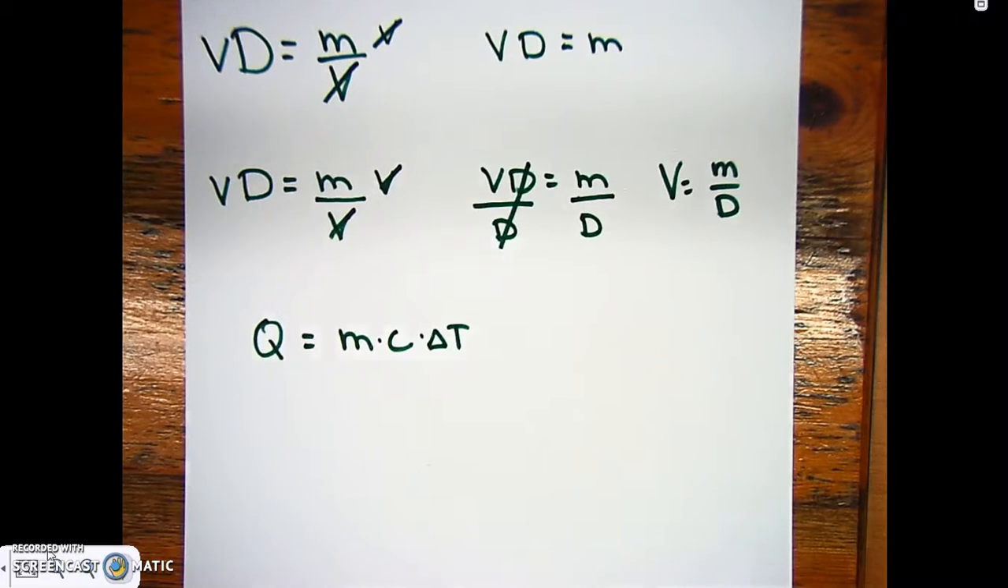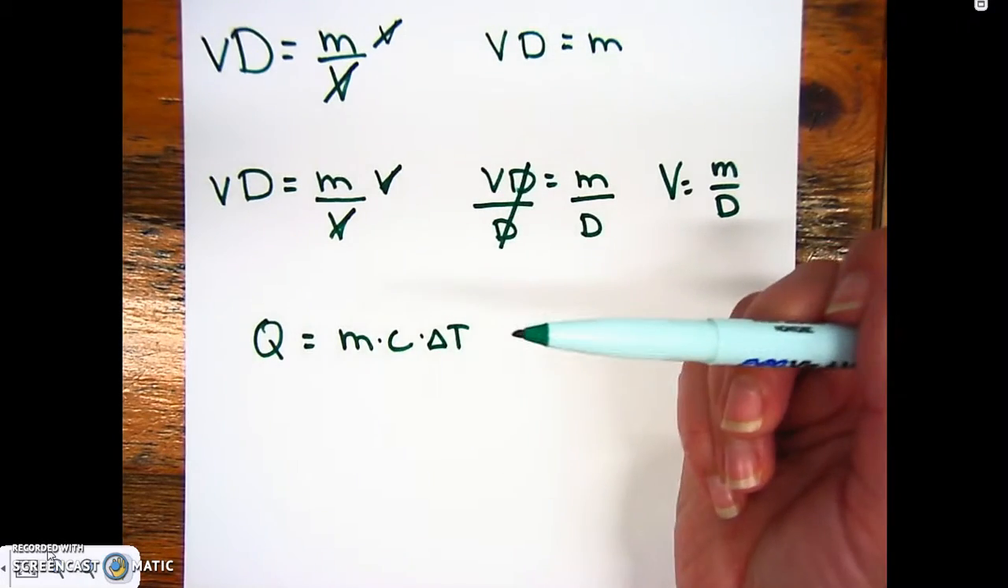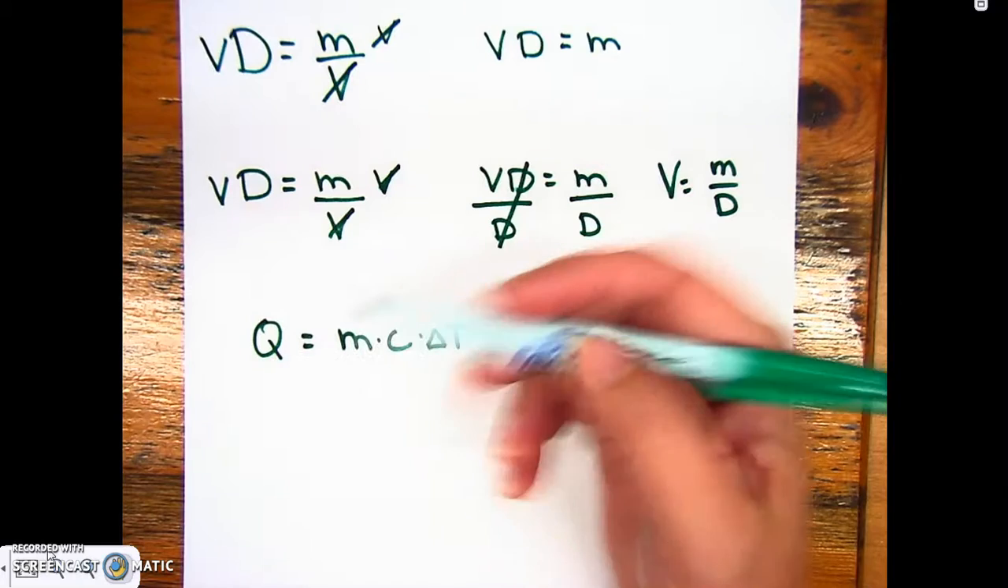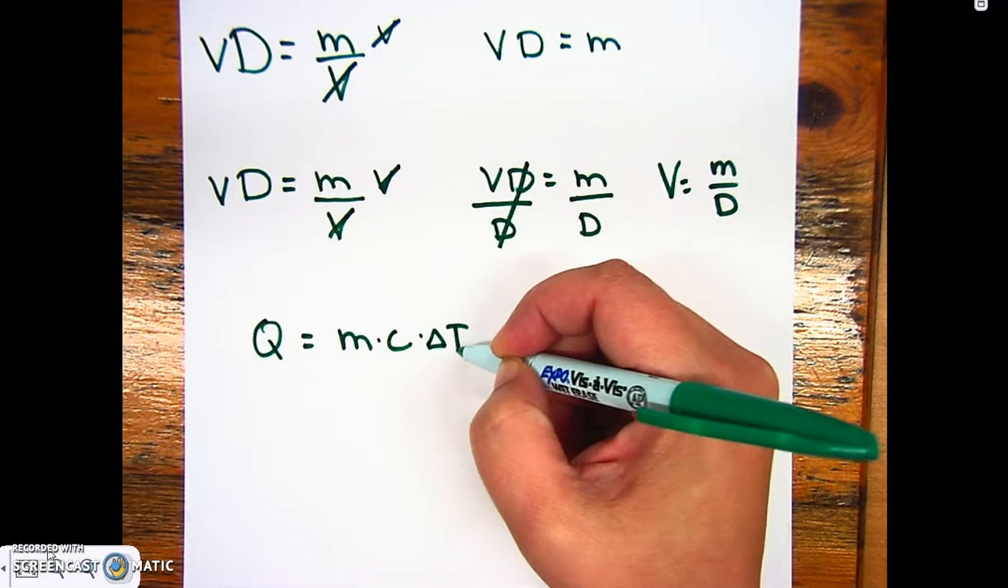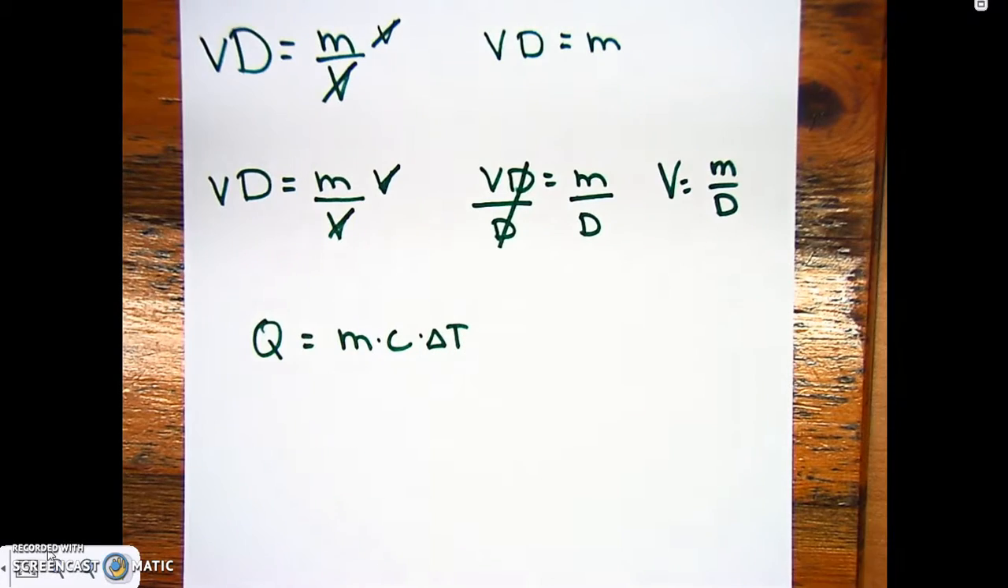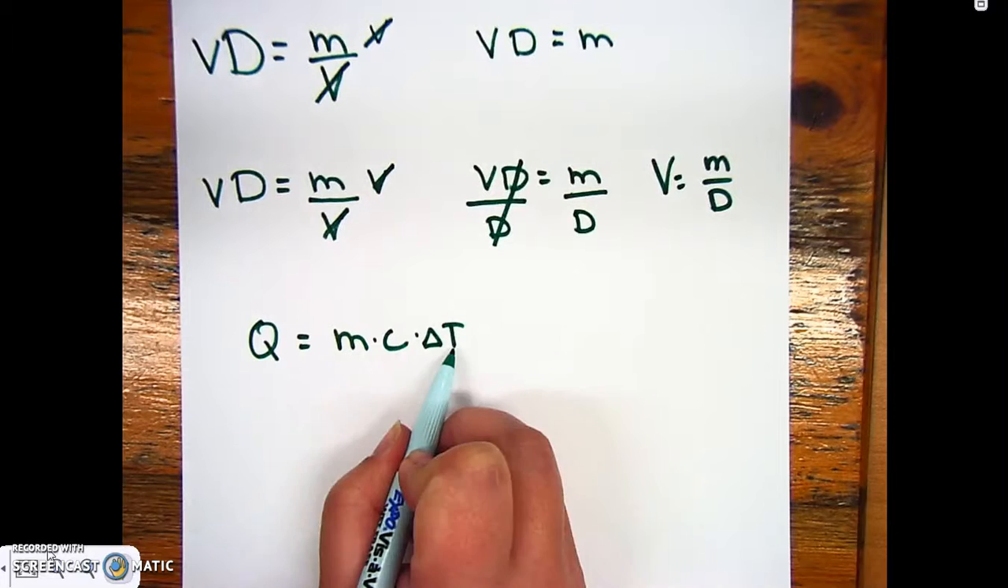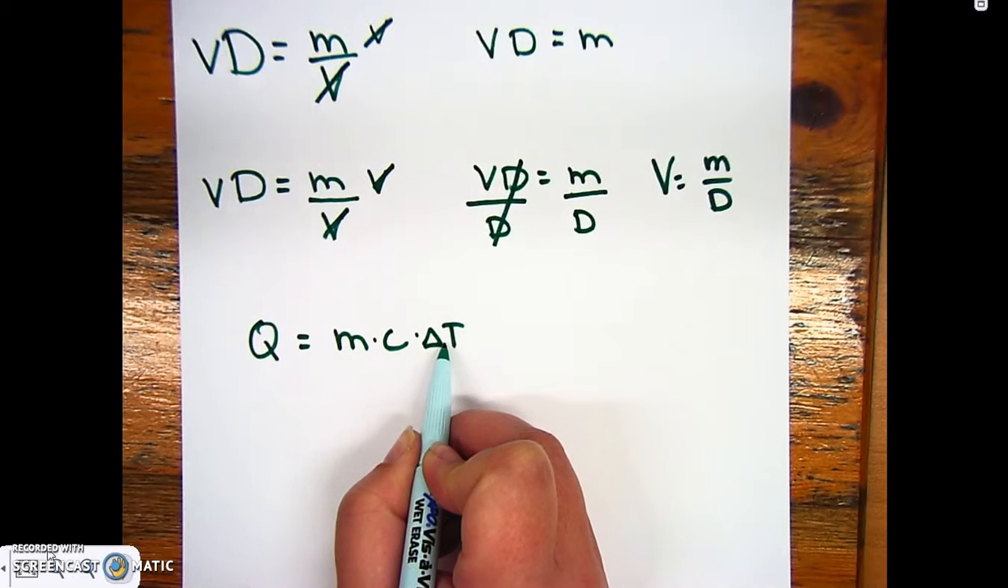So if I were given the energy and the C, which is specific heat, and the change in temperature, and I wanted to solve for mass, then what I would have to do is look and see, okay, I want mass by itself, and it's being multiplied by these two numbers.